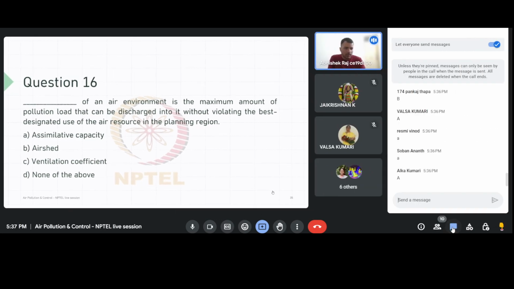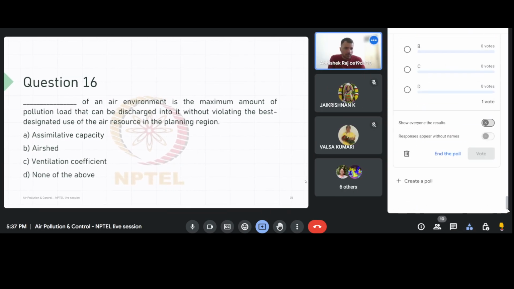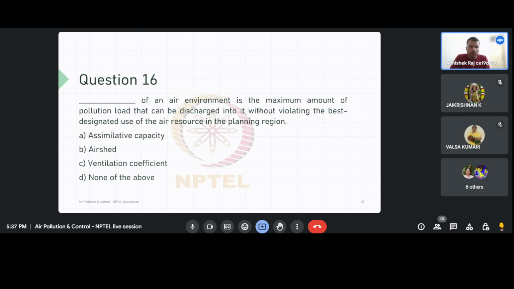I think most people are saying option A here. Okay, fine. Option A, I'll close the poll. Let's see the answer. Since we have already discussed this, I'll not give too much time to this question.